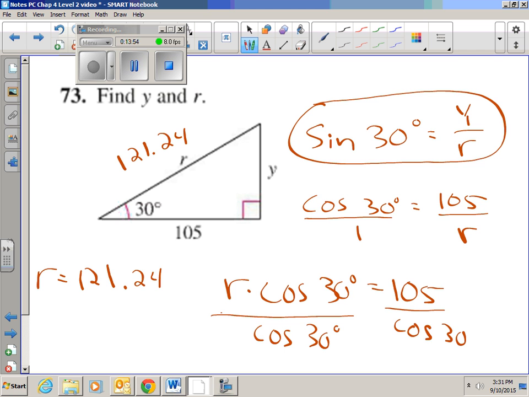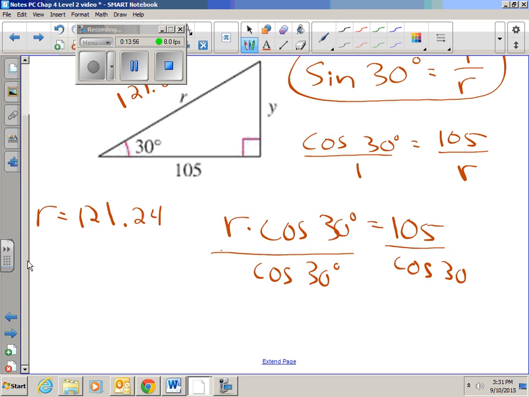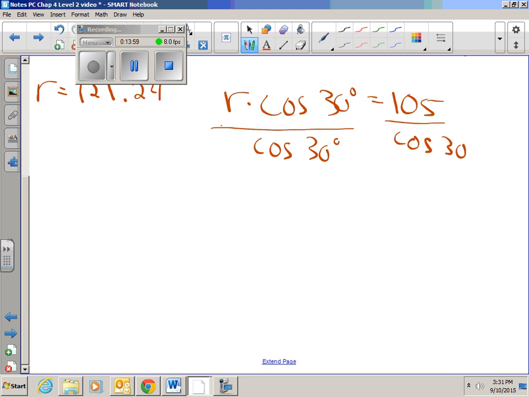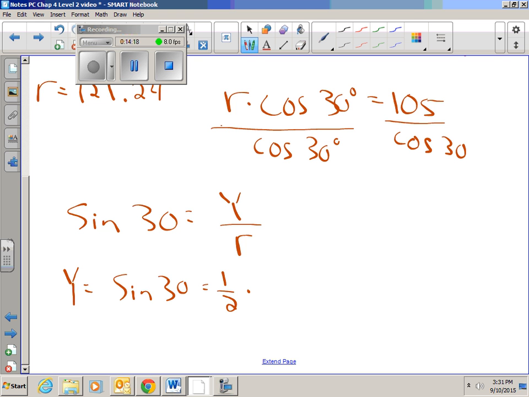And I know that sine of 30 is equal to y over r. Well, I know that r was 121.24. Sine of 30 is 1/2. So y is equal to sine of 30, which is 1/2, times r, which was 121.24. And that answer is 60.621.